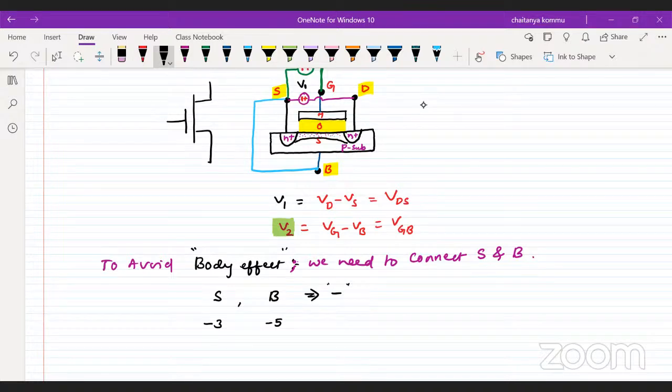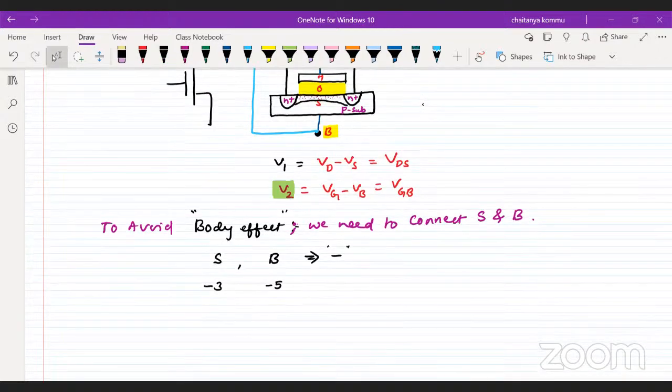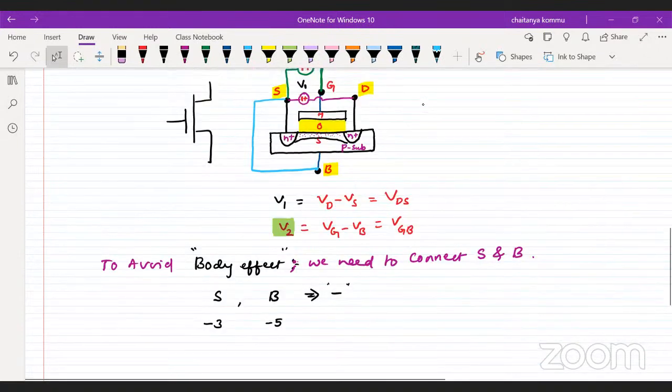Is it clear to all of you what the body effect is? Body effect means the threshold voltage can be varied by the potential difference between the source and body. So this must be avoided. In order to do so, source and body are kept at the same potential in this manner.